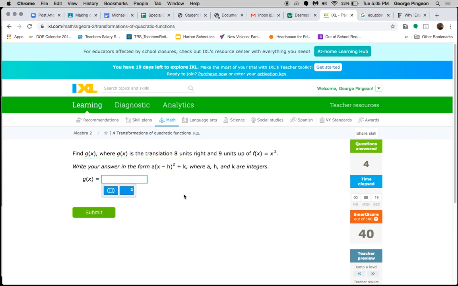Alright, we're doing pretty well here. Let's do one more. Find g of x, where g of x is the translation 8 units right and 9 units up. So a stays the same. A is 1 times x minus 8 squared. Right? It's moving right, so that's a minus 8. Remember, it's counterintuitive. Plus 9. 9 units up is 9.